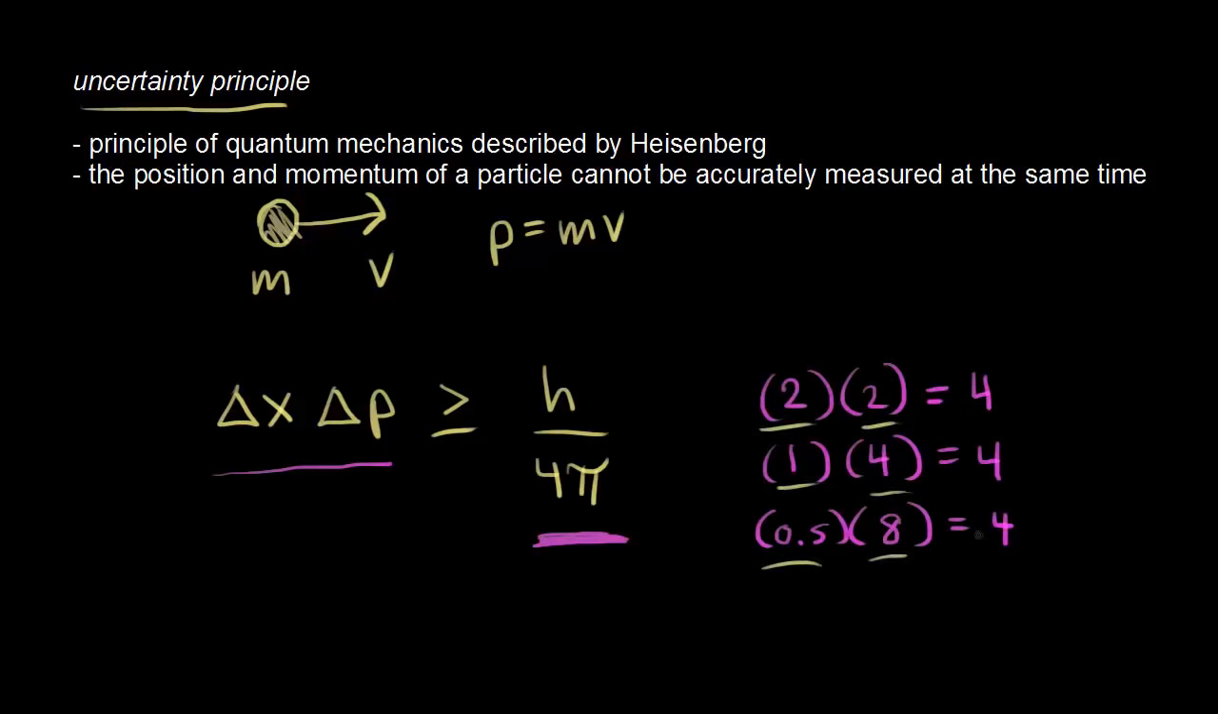So another way of saying that is the more accurately you know the position of a particle, the less accurately you know the momentum of that particle. And that's the idea of the uncertainty principle. And so let's apply this uncertainty principle to the Bohr model of the hydrogen atom.